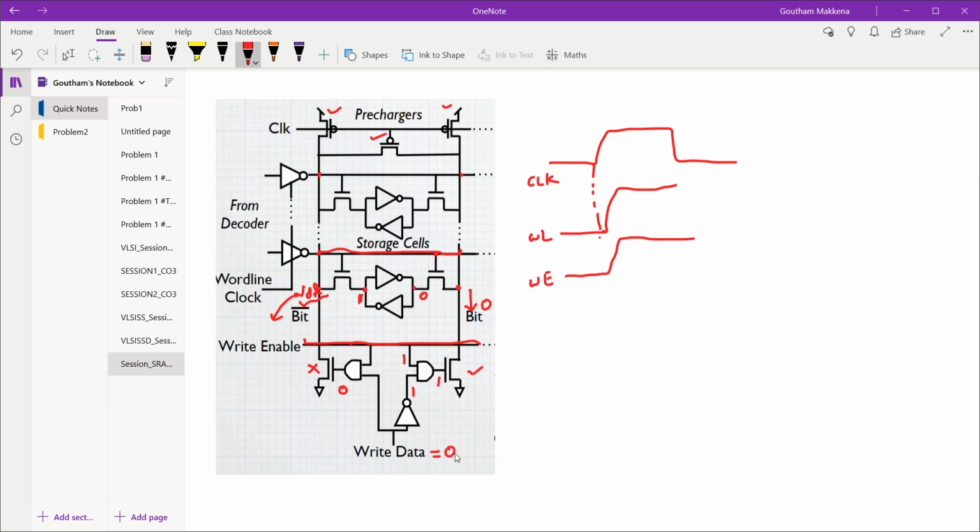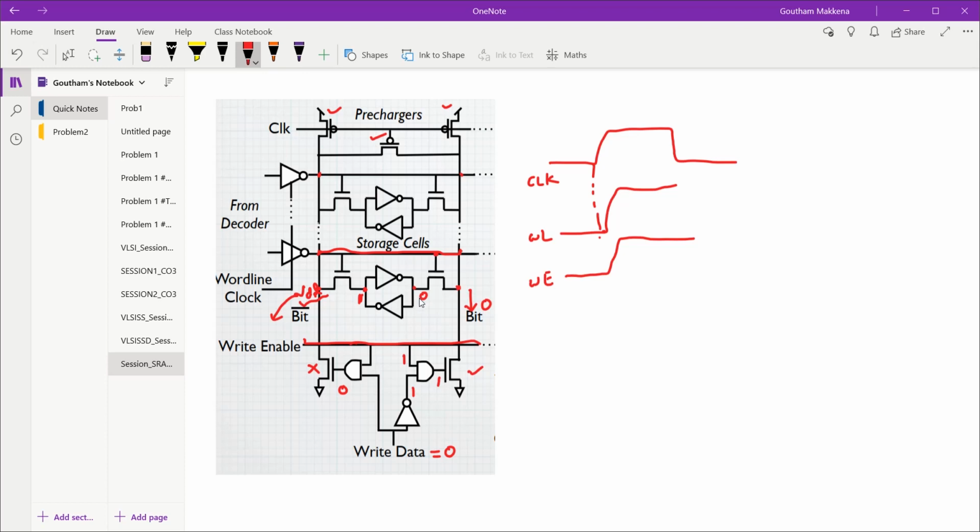So what is the write data that we have chosen here? It is 0. This 0 passes through this NOT gate, the AND gate, this transistor, and via this transistor it now appears at this particular value. So this is where the 0 is written into the RAM storage cell.